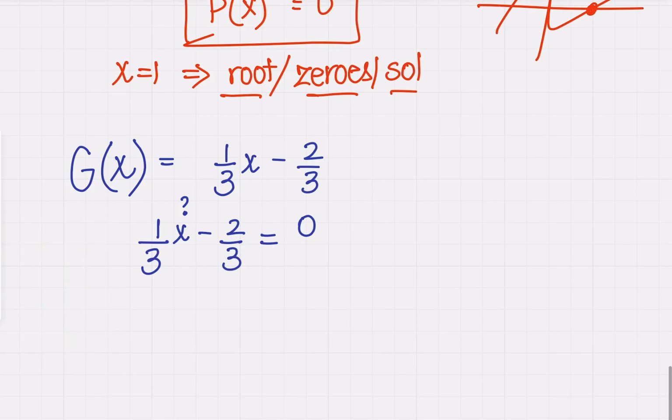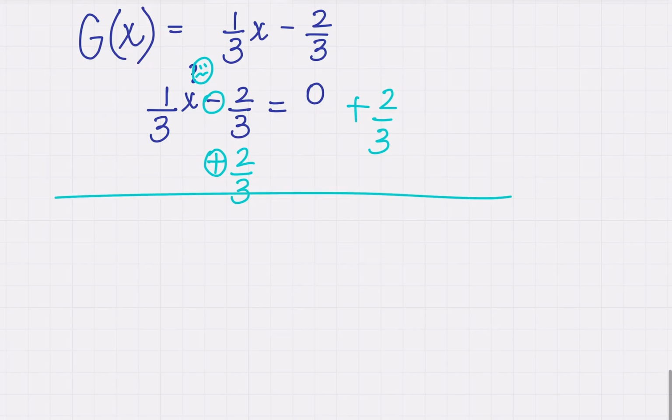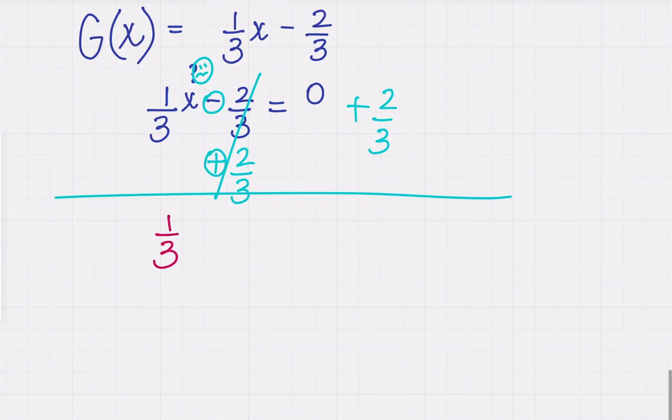So what do I do here? Basically how we talk about in class is that x is grumpy whenever we are finding x. So we need to get rid of the people around x, the first one being 2 by 3, which is a negative 2 by 3. So I do the inverse of negative, which is positive. And hence I'll get rid of the negative 2 by 3 here, which will leave me with 1 by 3x.